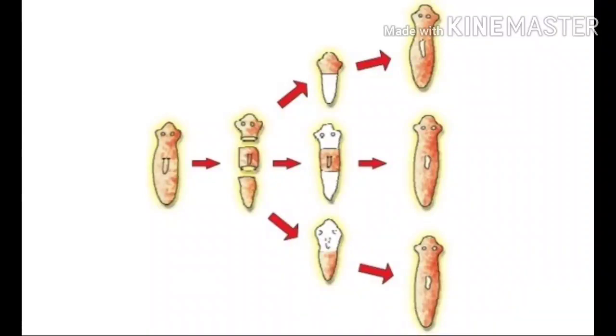In this process, the posterior part produces the anterior part, and the anterior part produces the posterior part. Whenever planaria gets divided into two pieces, each piece grows into a new planaria. That is, two clones of the original have been formed. So this is known as regeneration.